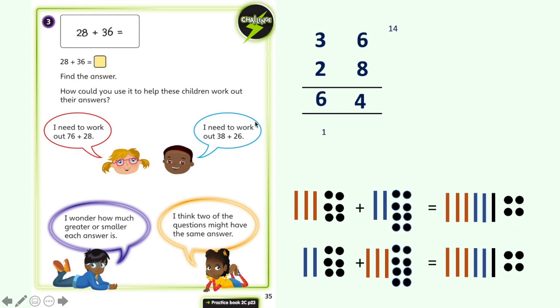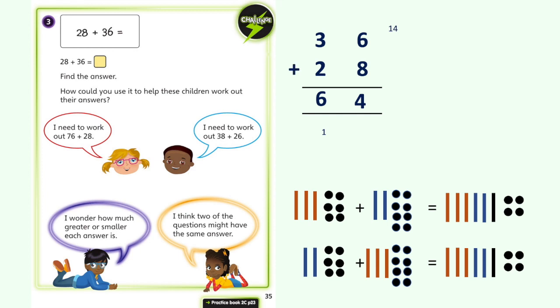Have a look at what this child is working out. 38 add 26. You'll notice that actually all that's happened is it's as if we've swapped these tens over. We've put these 2 tens and we've moved them over here, and these 3 tens and we've moved them over here. Now we've got 26 instead of 36 and 38 instead of 28. But notice that when we add them all together at the end, we get exactly the same answer. That was a tricky one to spot, but just shows that when you draw something out, actually you can see what's happening with the numbers.